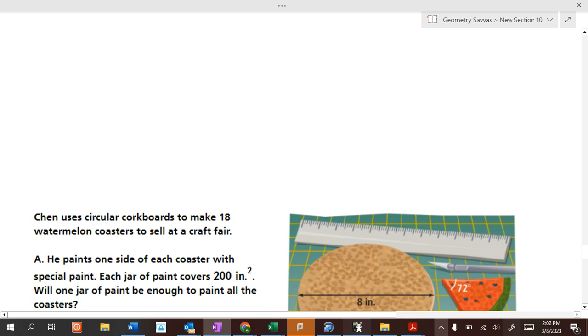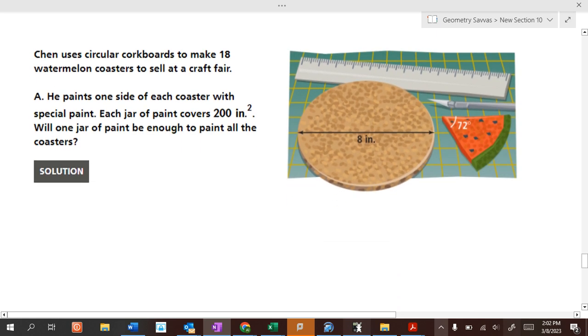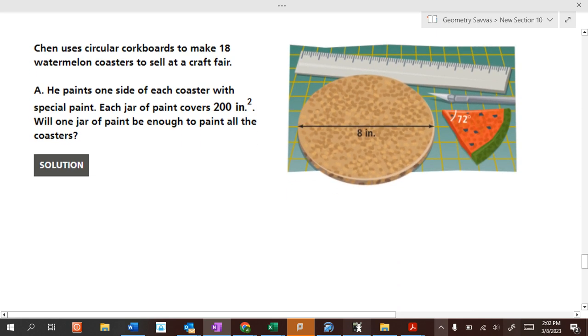Okay? That's how to find the area of a segment. Okay, so we're going to skip over that one and look at Chen's artwork. Chen uses circular corkboard to make 18 watermelon coasters to sell at a craft fair. He paints one side of each coaster with special paint. Each jar of paint covers 200 square inches. Will one jar of paint be enough to cover all the 18 coasters that he has?